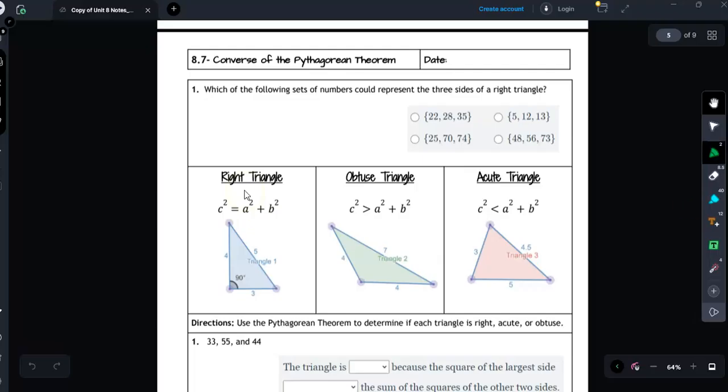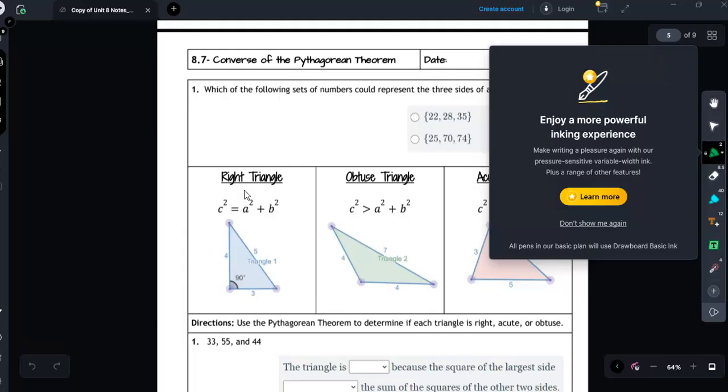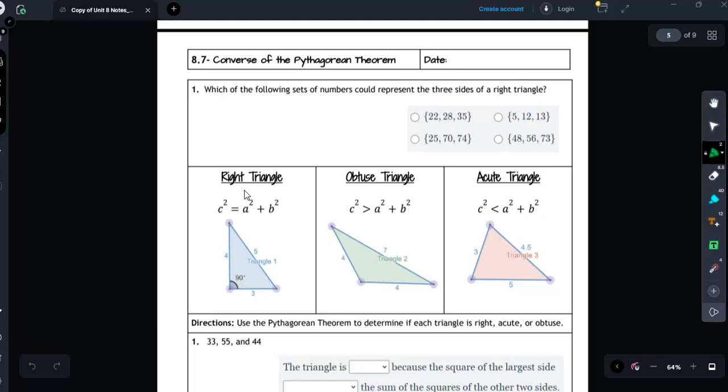You can use the Pythagorean theorem to figure out, okay, is the longest side of that triangle equal to the other sides squared and added together? If you get a statement that is true, then you have a right triangle. Obtuse triangle would be your longest side is greater than the squares and sum of the two other sides. And an acute, which kind of makes sense, right?